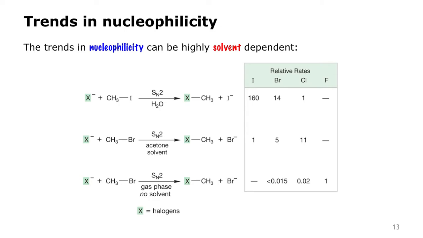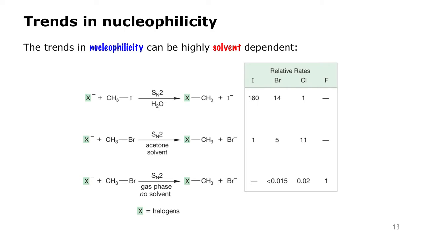One complicating factor is that nucleophilicity can be highly solvent dependent, meaning nucleophilicity changes with the medium in which the reaction is carried out. Here's some data that illustrates what happens with halogens if you change the solvent. Look closely under the arrow in each one of these. We have a different solvent. In the first example, the reaction is taking place in water as a solvent. In the second example, it's taking place in acetone. And the last example is gas phase data.